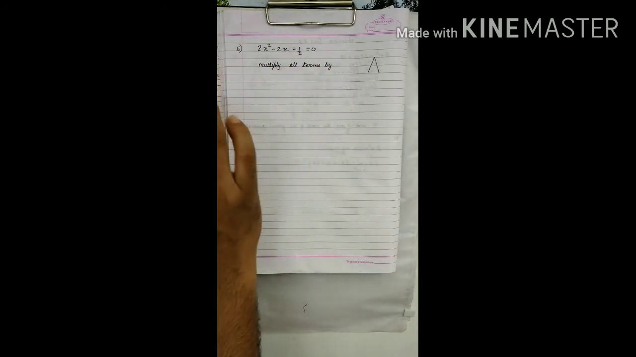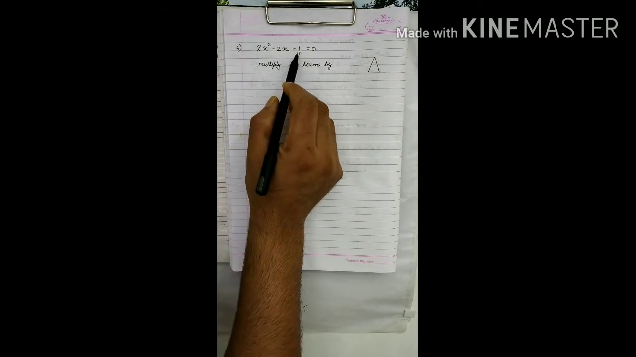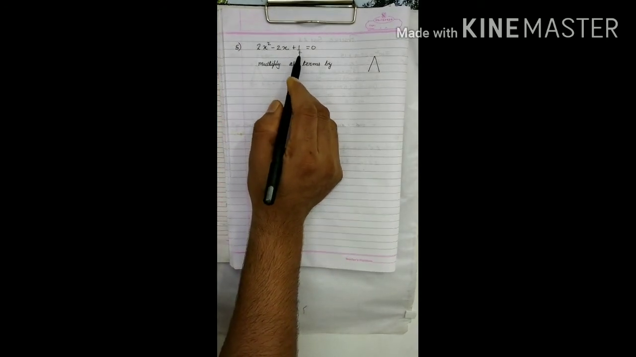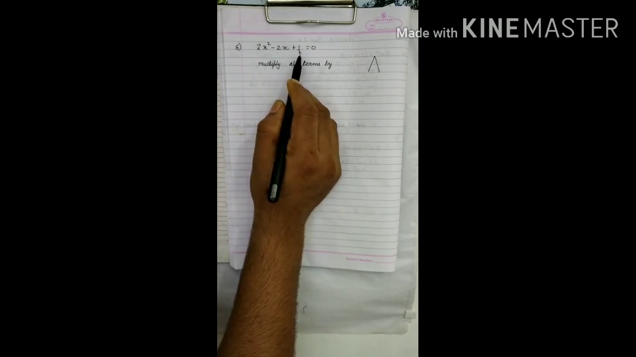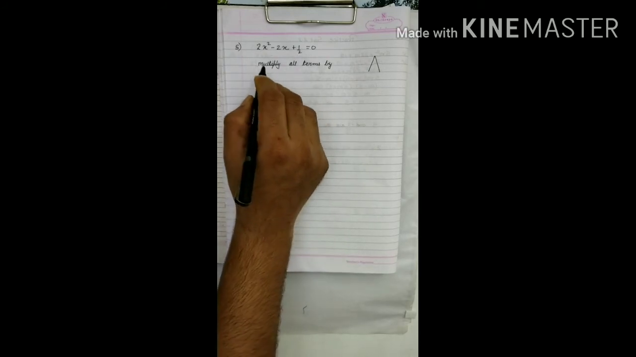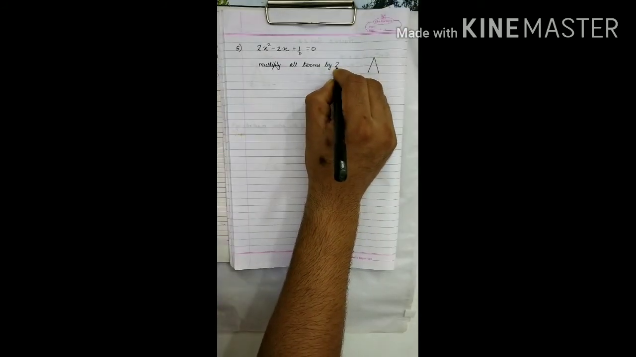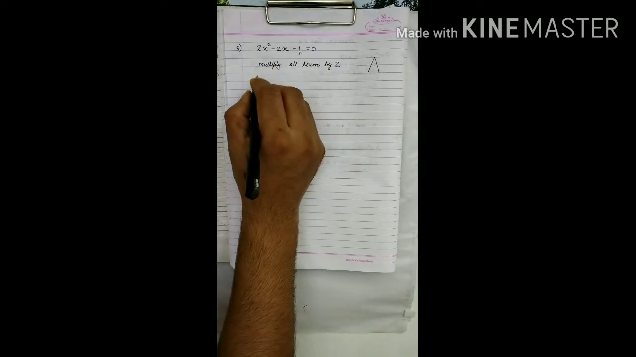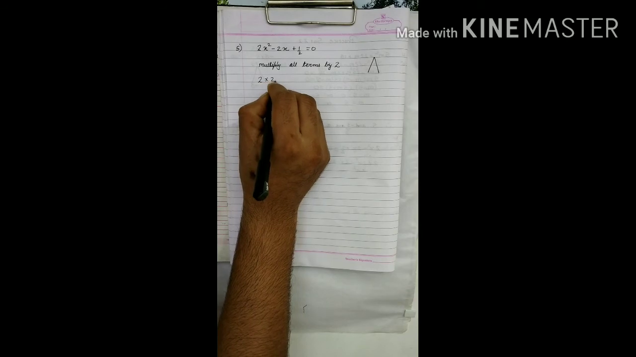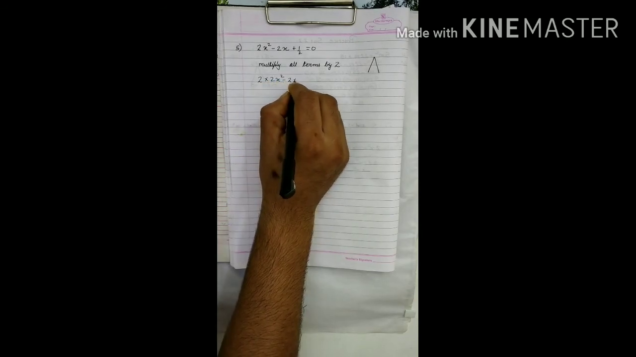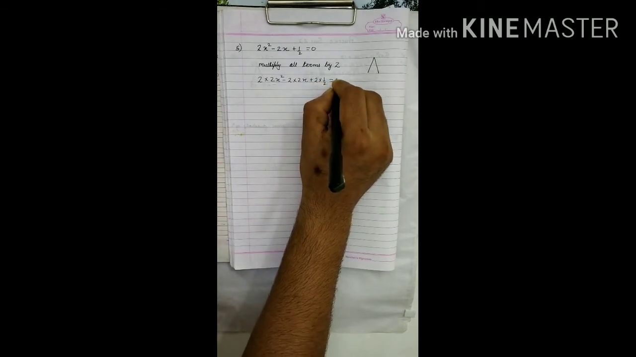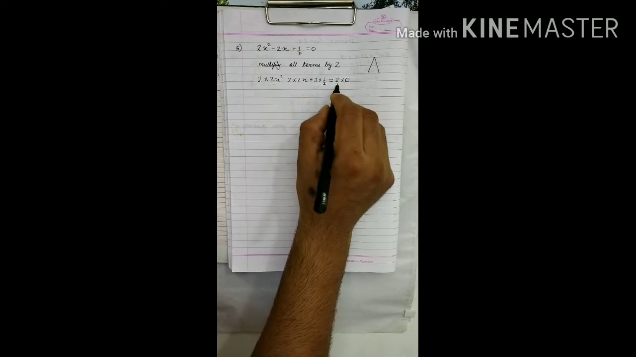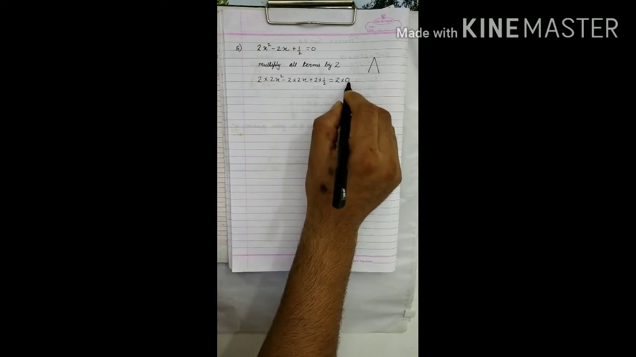This example is a little bit different from the previous one because we see the constant term is a fraction. So this can be solved using the same method, but it will be easier if we remove this 2 from the denominator. So multiplying all terms by 2 on both sides. So I get 2 into 2x square minus 2 into 2x plus 2 into 1 by 2 is equal to 2 into 0. Even if you don't multiply on the right hand side, because 2 into 0 will be 0, it's okay if you don't write this.